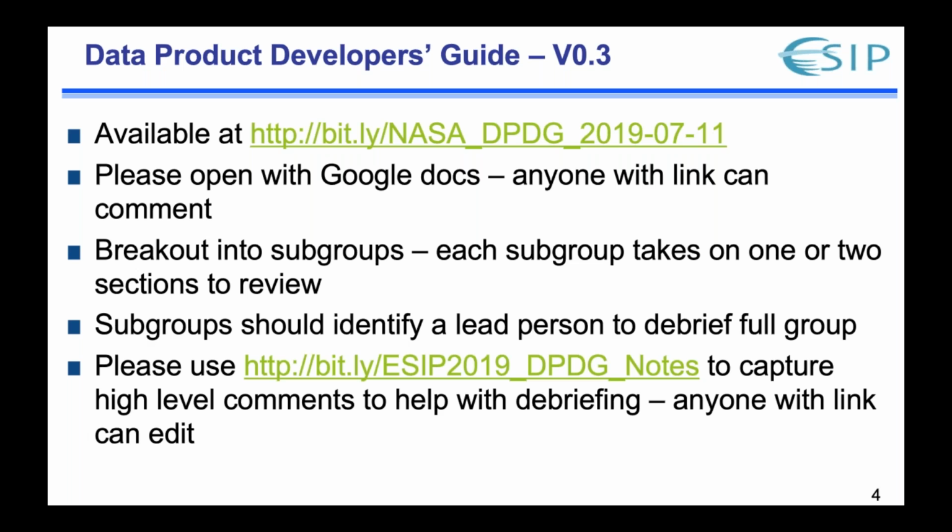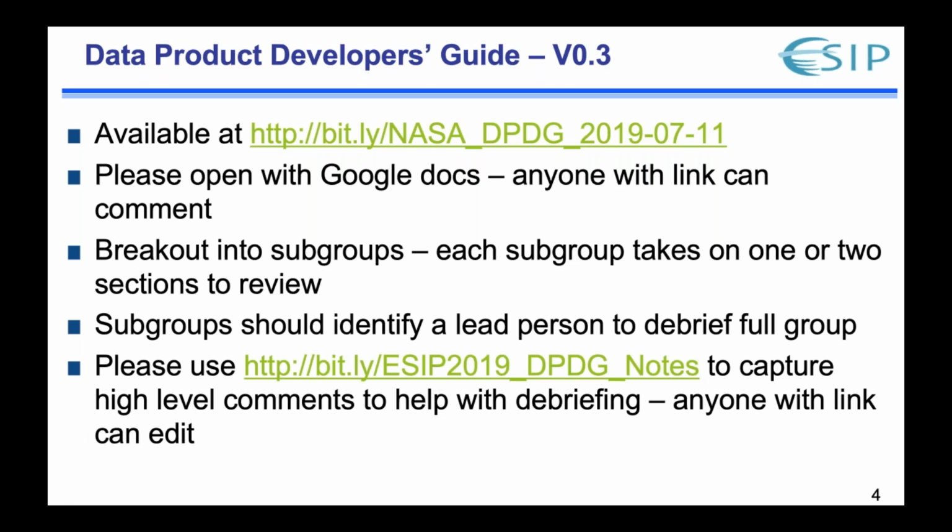So we're going to break out into subgroups. Each subgroup takes on 1 or 2 sections to review. And I think we have pre-allocated sections to 4 different subgroups. I think we have enough people here that we can do 4 groups with sufficient population to be meaningful. And the subgroups should identify a lead person to debrief the full group at the end of the meeting.